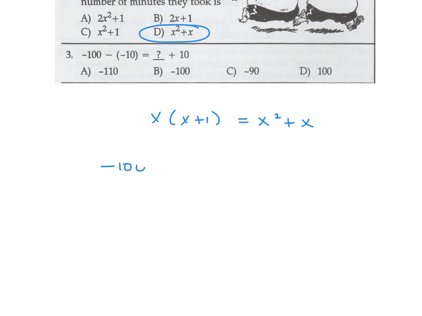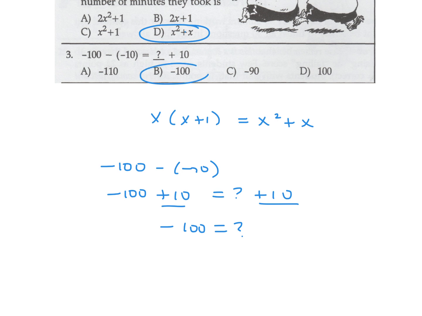Minus 100 minus 10. So minus 100 and then minus 10 is plus 10. And that would be equal to a question mark plus 10. Since 10s are on both sides, that means the question mark is the minus 100. So 3, the answer is B.